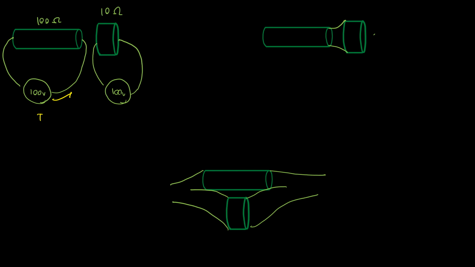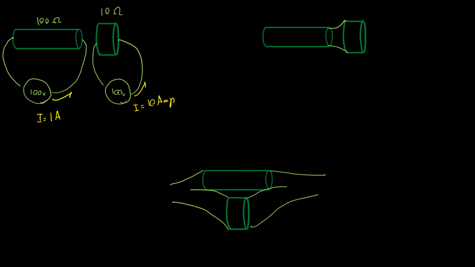So first, I'll connect these two resistors to a 100-volt source separately. And my current for each one of them is going to be 100 divided by 100, 1 amp, and 100 divided by 10, 10 amps.